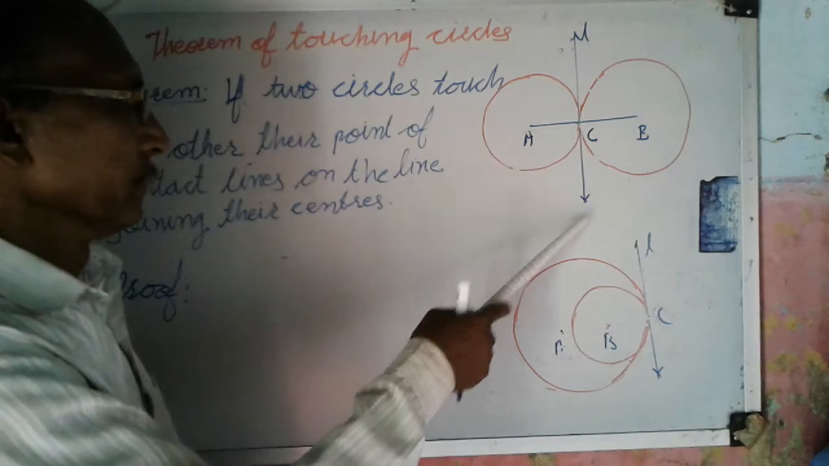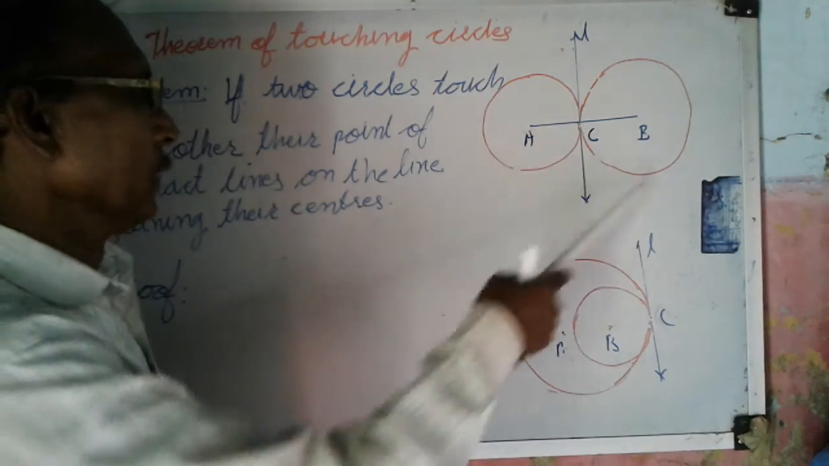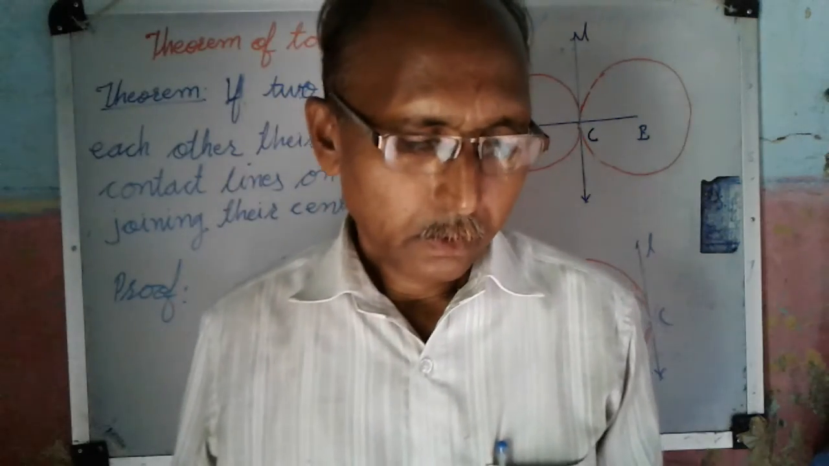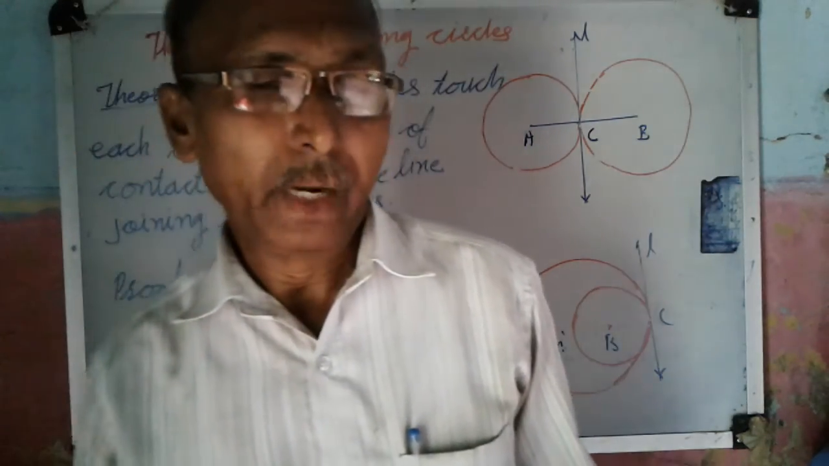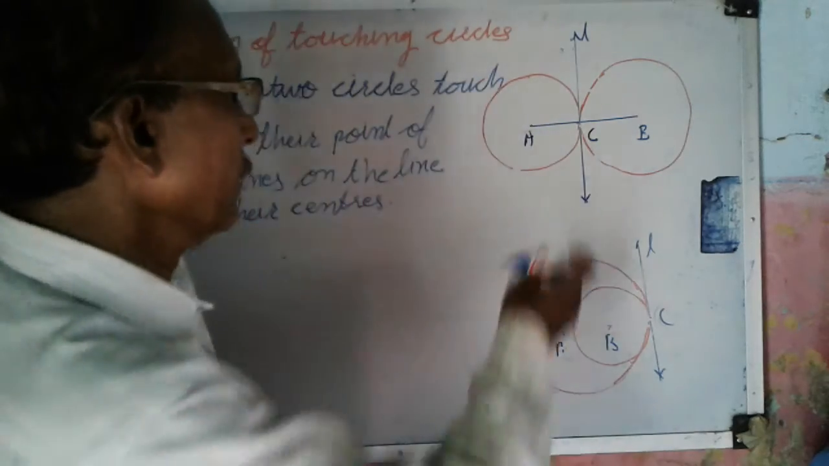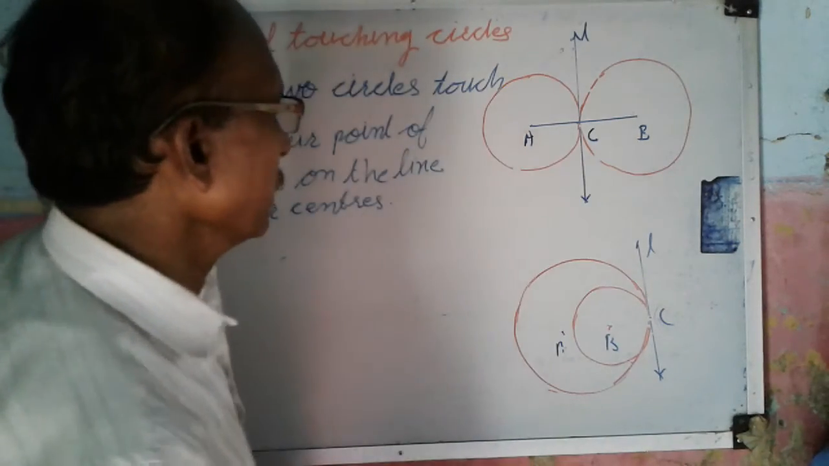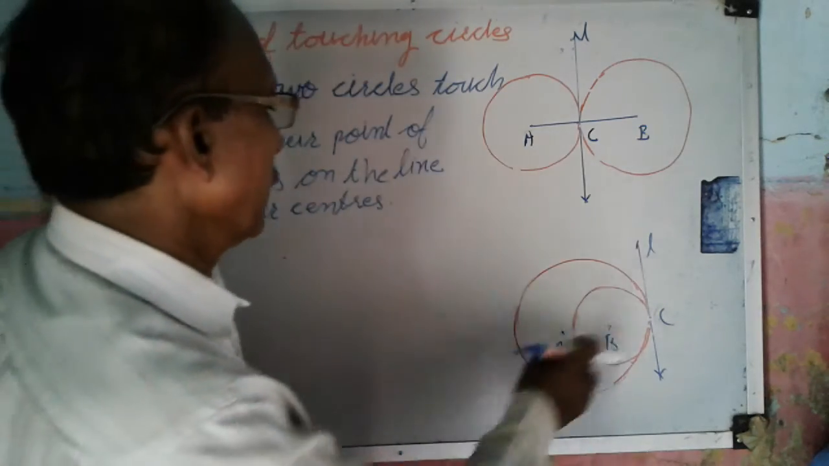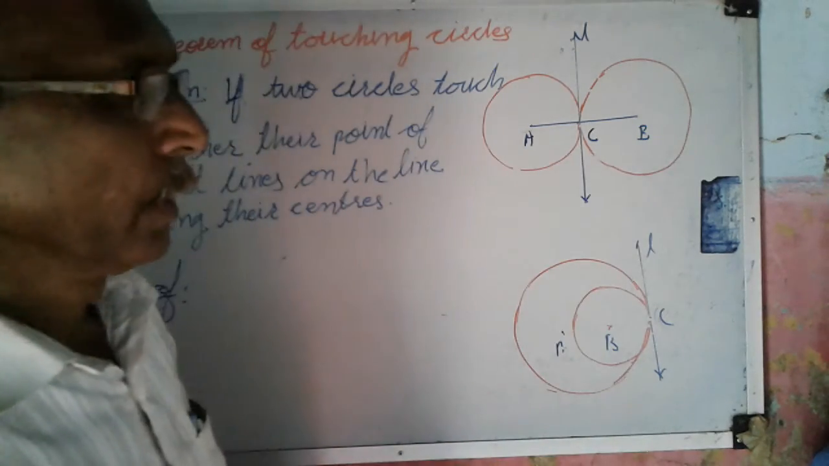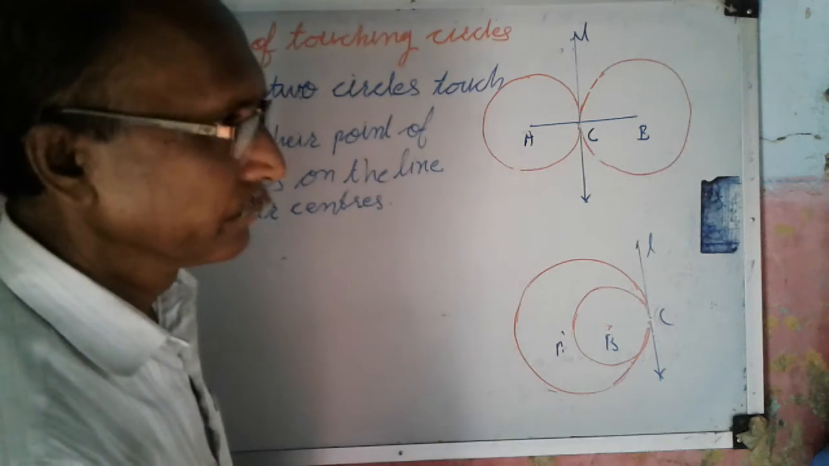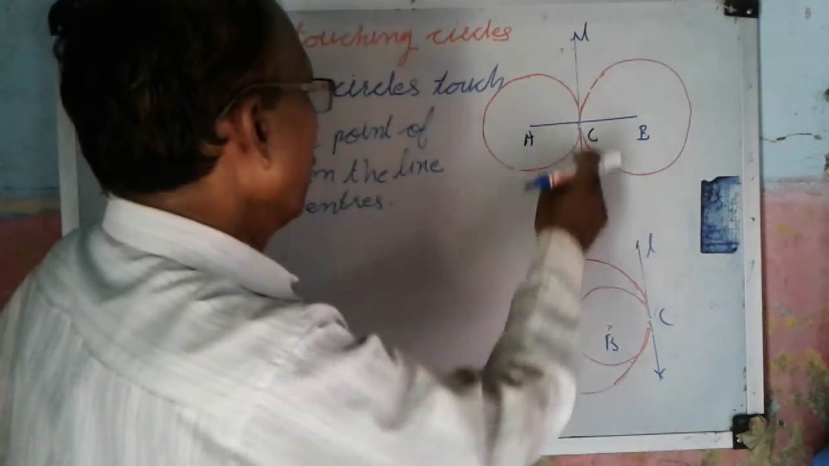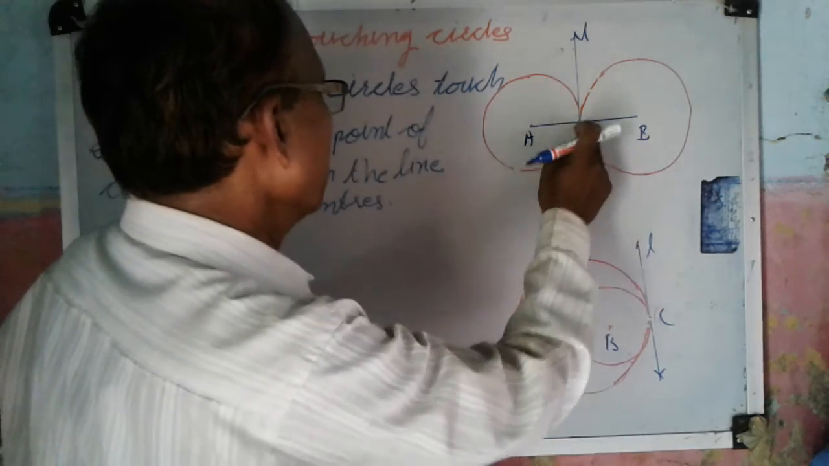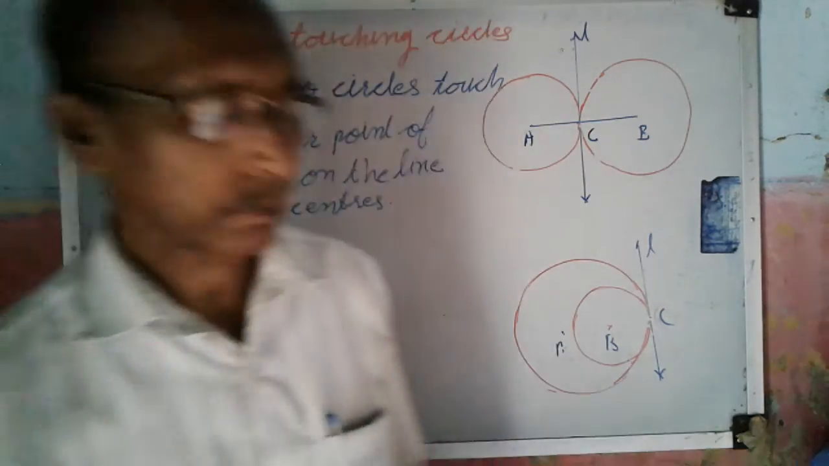Common tangent passing through C. These are the two touching circles. So line L is perpendicular to segment AC, and line L is perpendicular to segment BC. The same situation is here also. And therefore, segment AC is perpendicular to line L, and segment BC is perpendicular to line L.